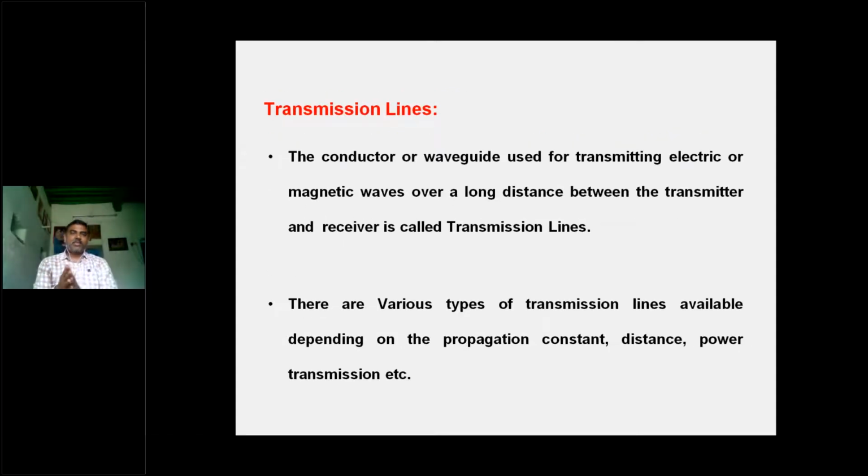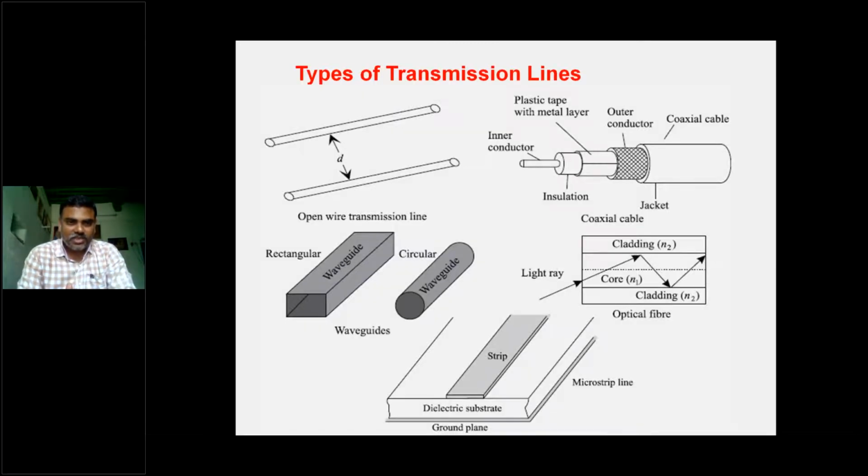So the transmission line is nothing but a two-wire conductor, or the guided structure in order to transmit electric or magnetic waves over a long distance. There are various types of transmission lines based on their corresponding characteristics. In the first figure we have the open wire transmission line, which is a two-wire line, the second one is the coaxial cable, the third one is the waveguide, and at the bottom we have the microstrip line, and here the optical fiber.